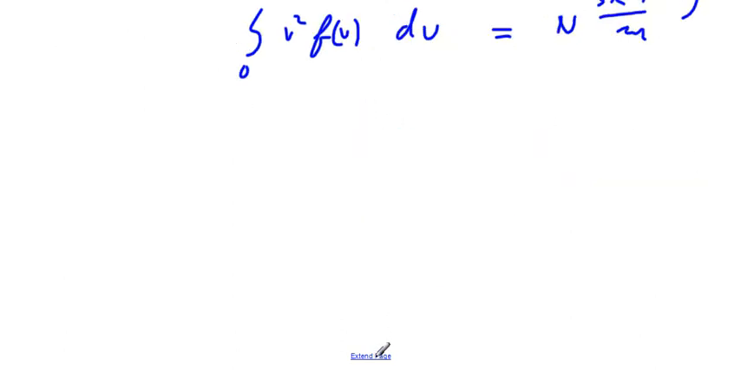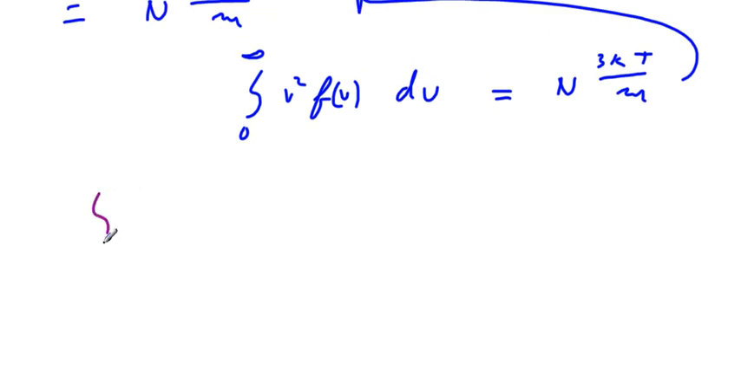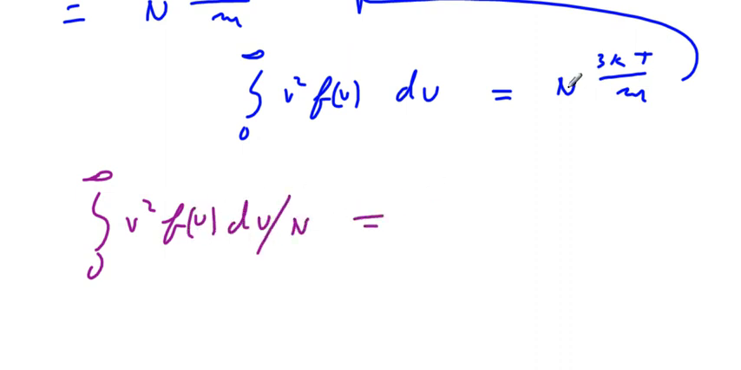Okay, that's fine. And now we come up with our final conclusion that the integral from 0 to infinity of v squared f of v dv divided by n, I put that n on the other side, is 3kt over m, which is exactly what we were trying to show. And yeah, that borders on a lot of things, I suppose.